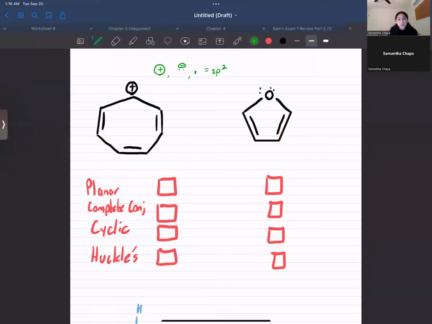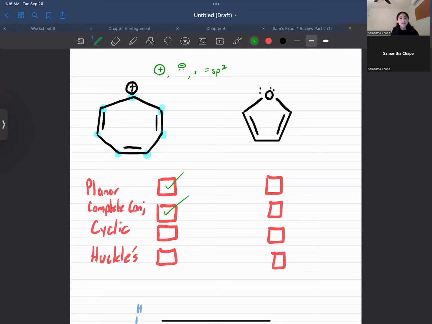Then we can check if we're completely conjugated, because we know that conjugation is at least three consecutive sp2 atoms in a row. So I'm going to highlight all my sp2 atoms: this one, this one, this one, this one, this one, this one. That's sp2, and we just found out that the carbanion is also sp2. So we are completely conjugated, and if you have complete conjugation in your compound, you're planar.